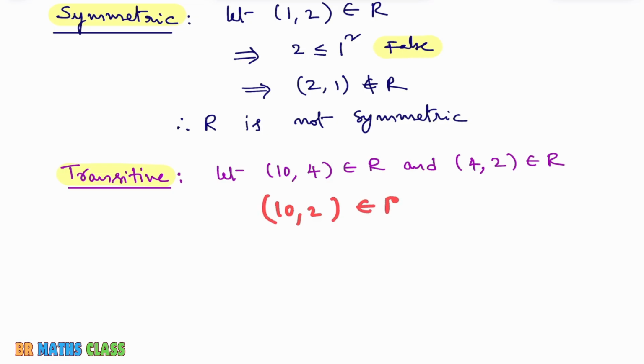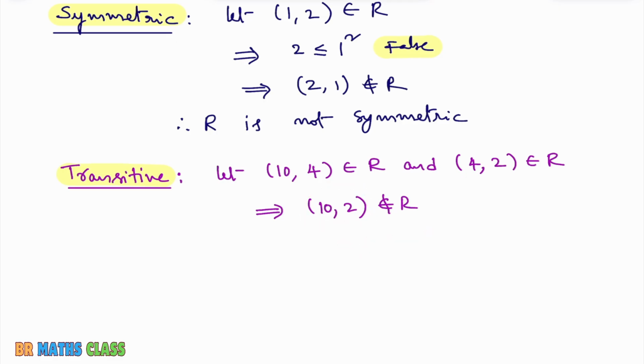Ordered pair (10, 2): 10 is a real number, 2 is a real number. Now does this satisfy the condition a less than or equal to b square? Is 10 less than or equal to 2 square, which is 4? Is 10 less than 4? No. Is 10 equal to 4? No. So we can easily say that (10, 2) does not belong to the relation, because it fails to satisfy the condition a less than or equal to b square.